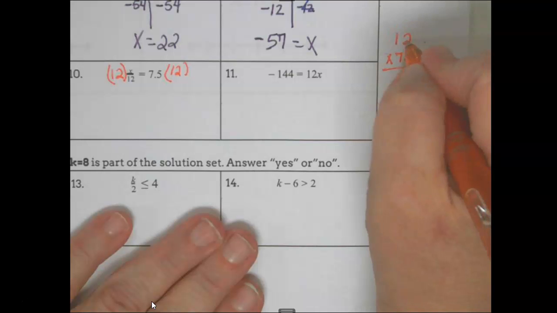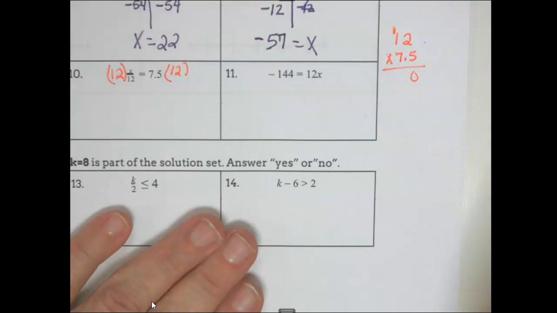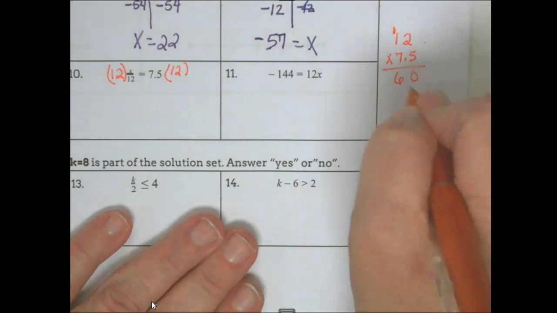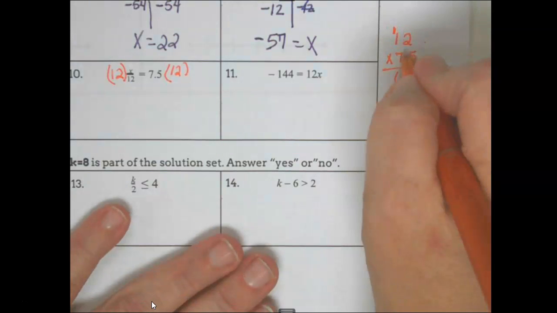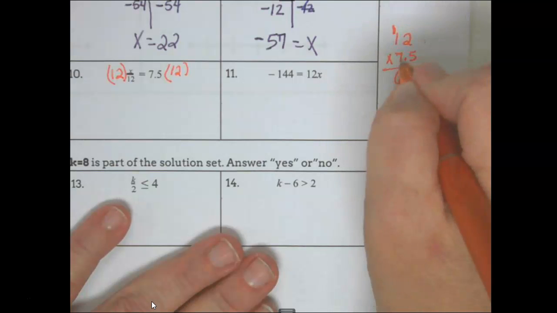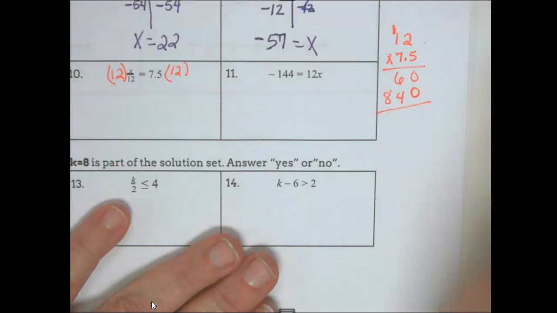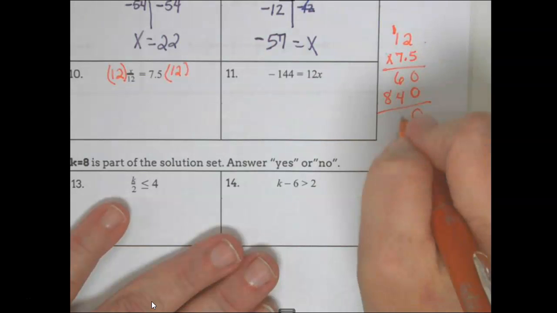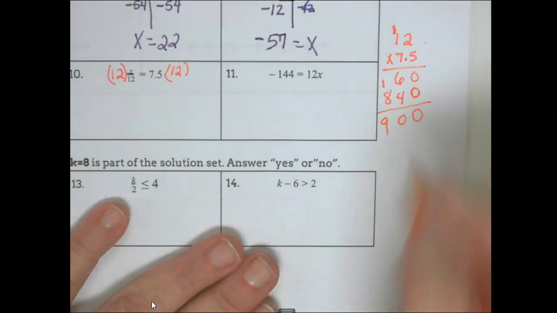5 times 2 is 10. 0, carry my 1. 5 times 1 is 5. Plus 1 is 6. I put 0 as a placeholder. 7 times 2 is 14. Carry my 1. 7 times 1 is 7. Plus 1 is 8. 0. 6 plus 4 is 10. Carry my 1. 8 plus 1 is 9.